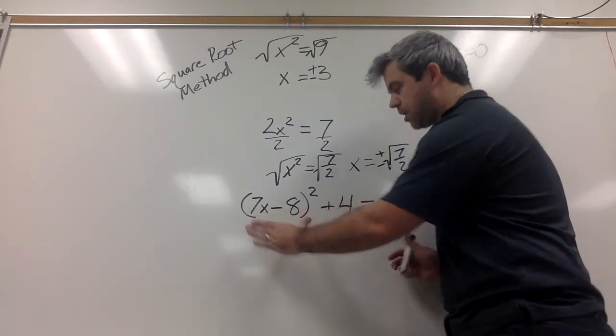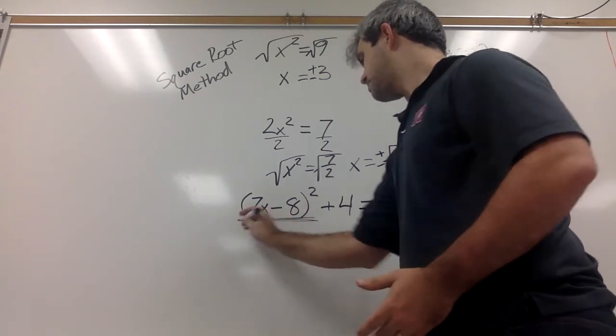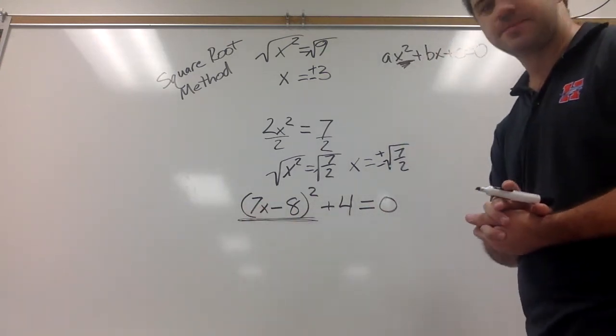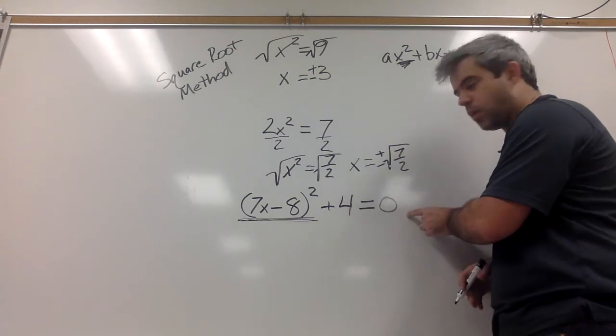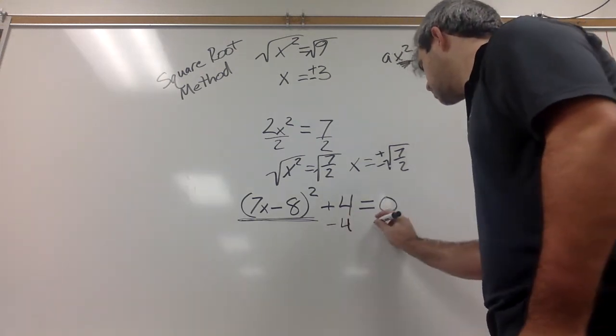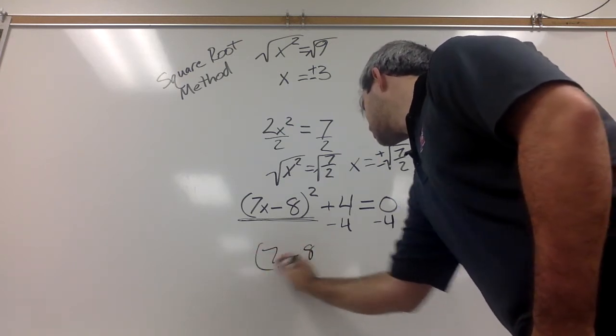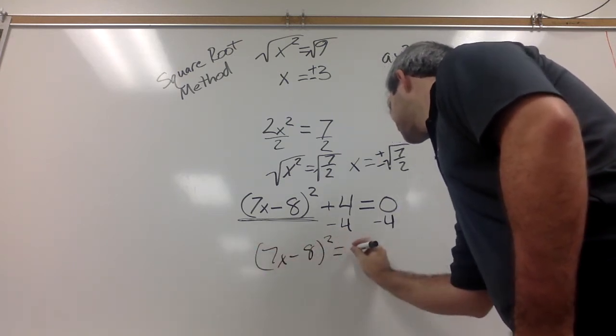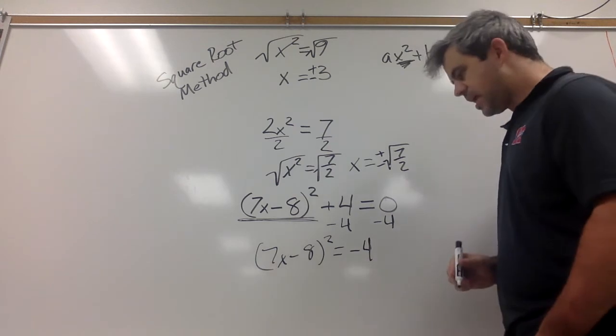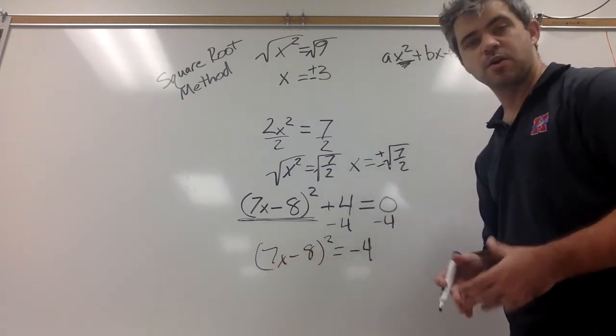All right? Here, it looks a lot different, but the concept is the same. We want to get the part that's being squared by itself. We need to isolate that. So to do that, we're going to get this away. So minus 4. Now that we've isolated the squared part, we can square root it.